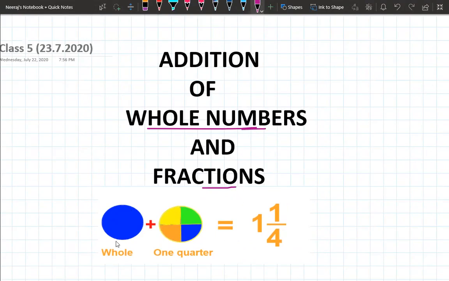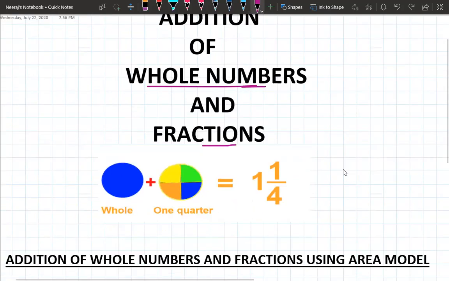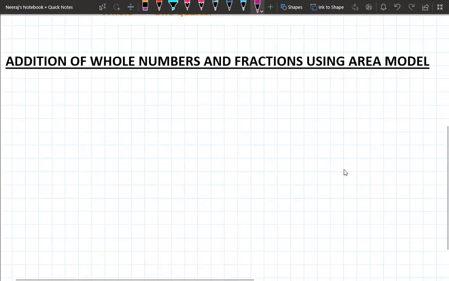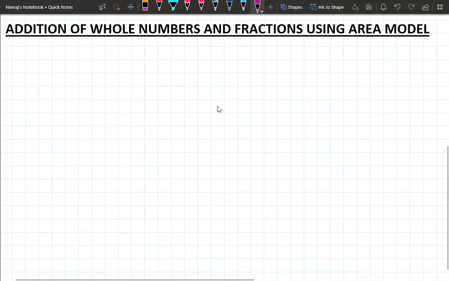So this picture is representing a whole plus 1/4, and it equals the mixed fraction 1 1/4. So today we are going to learn how to add the whole numbers and fractions. Let's have a look at the fractions. I'm going to use an area model to add the whole numbers and fractions. So let's take an example.